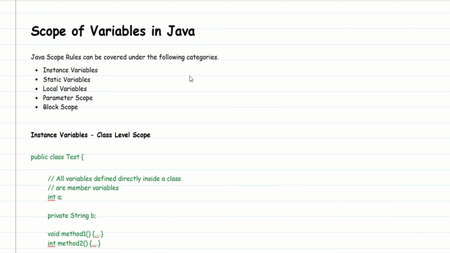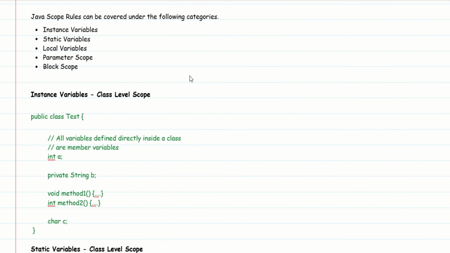Java scope rules can be covered under the following categories: instance variables, static variables, local variables, parameter scope, and block scope. We have seen what instance, static, and local variables are in the previous video. Instance variables have class level scope. These variables must be declared inside the class, outside any functions. They can be directly accessed anywhere in the class.